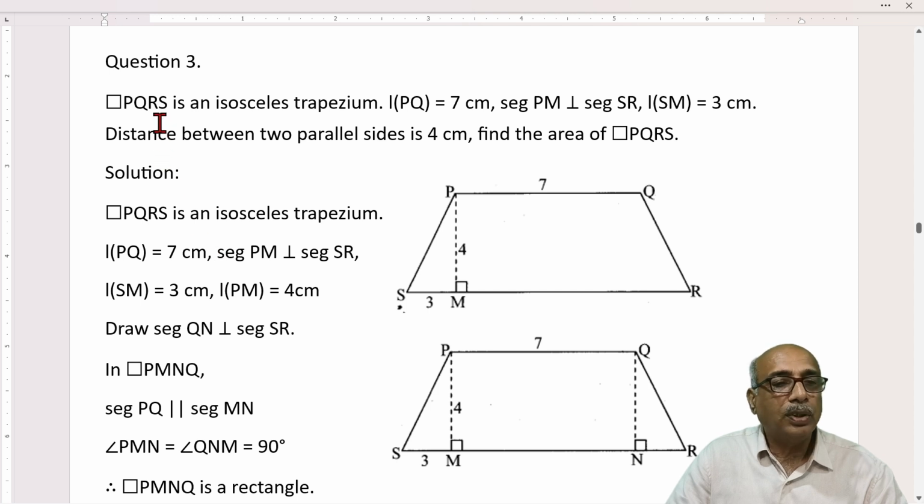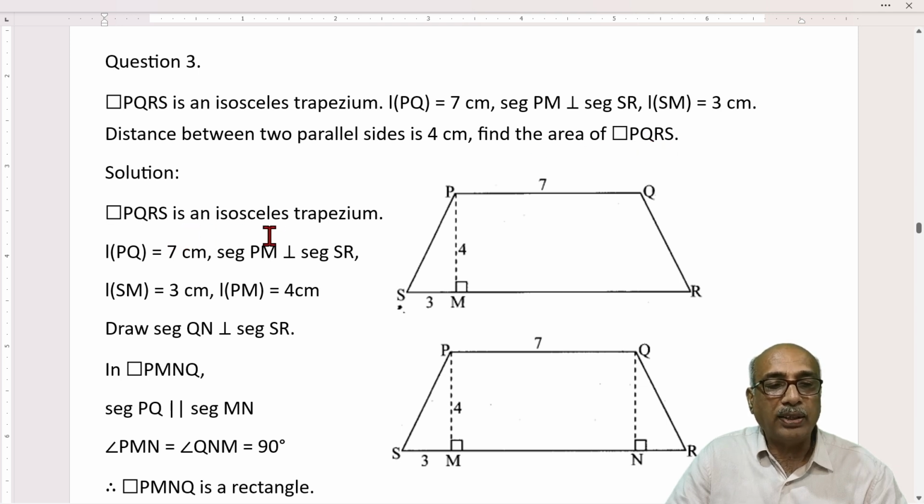Third question. Quadrilateral PQRS is an isosceles trapezium. Isosceles trapezium means the non-parallel sides are of equal length. So PS is congruent to QR. Length PQ equals 7 centimeter. PM is perpendicular, SM equals 3 centimeter. Distance between the two parallel sides is 4 centimeters, so PM equals 4 centimeter. Find the area of quadrilateral PQRS.